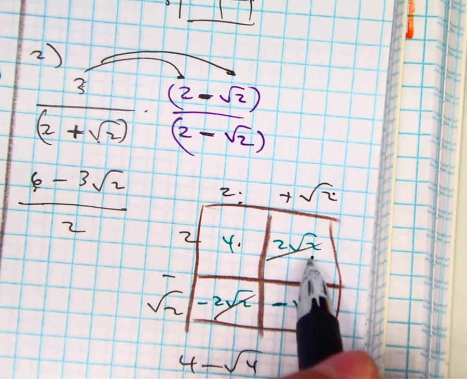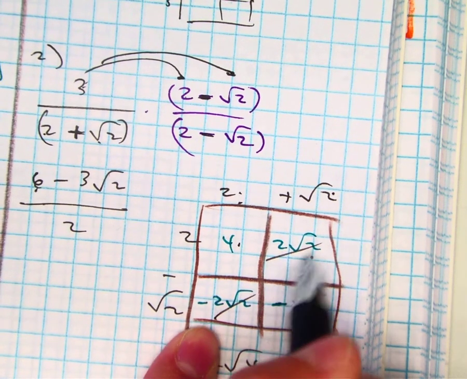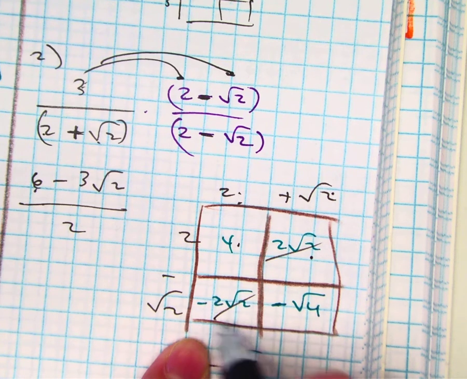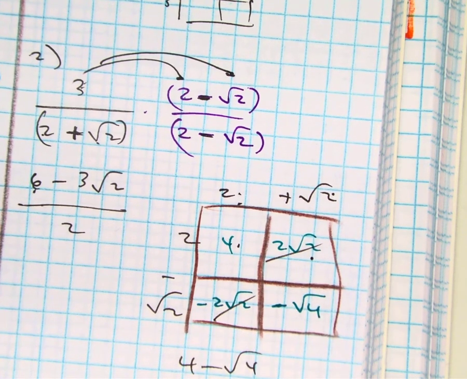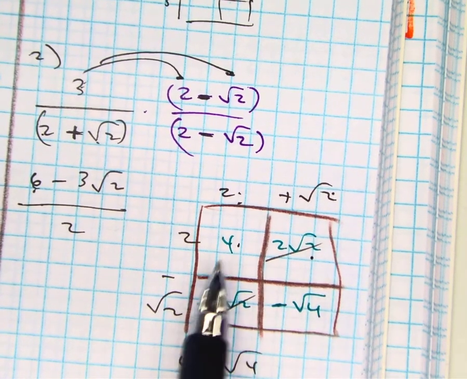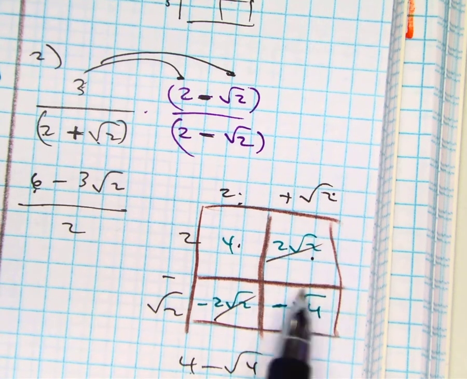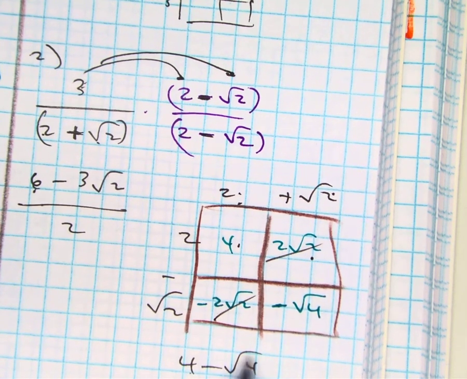These are opposites. Positive 2 radical 2, negative 2 radical 2 equals 0 radical 2, or just 0. They cancel. I am left with a 4, and then negative radical 4. Radical 4 in your calculator is 2. 4 minus 2 is 2.